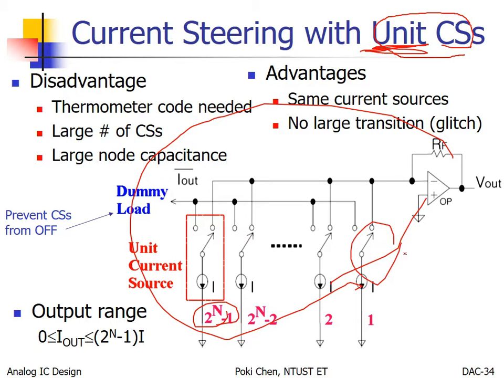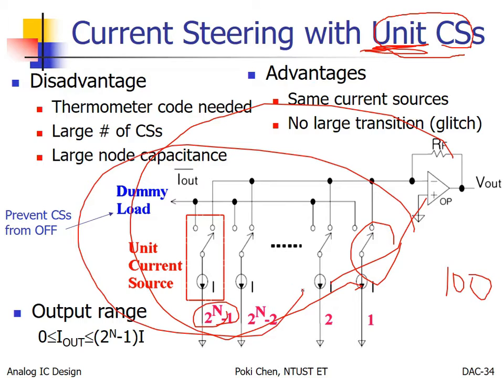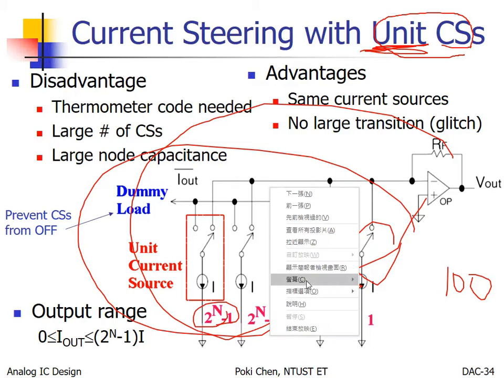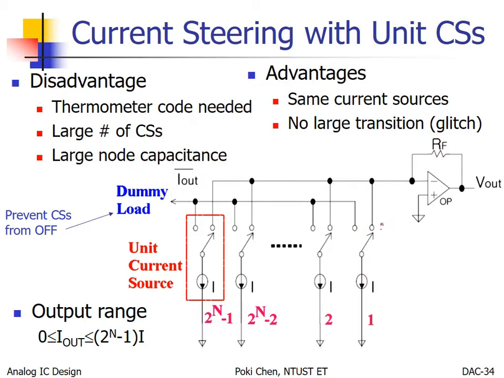So you can see if your digital input is 100, what does it mean? 100 of them will be turned on. The others will be off. That's it. So the number of the unit current sources to be turned on is exactly the same as the input value. That is the idea for such a unit current source structure.